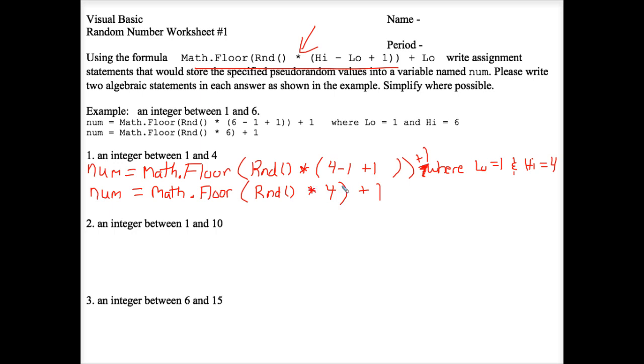Notice that we have parentheses where we have them. There's no way I can simplify that. You cannot do 4 plus 1 and simplify that to 5. That will not mathematically be correct.